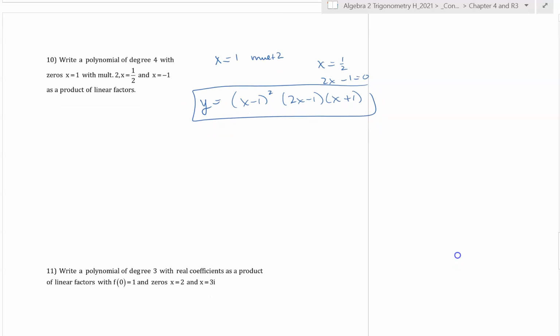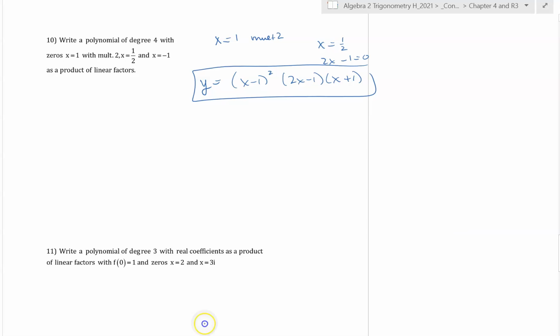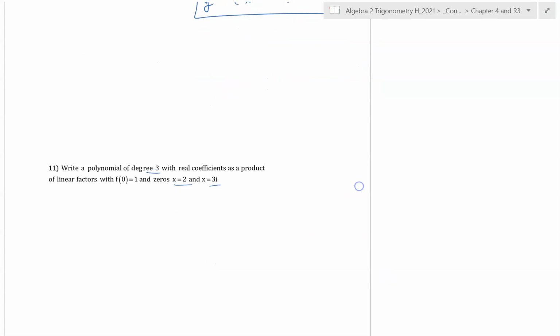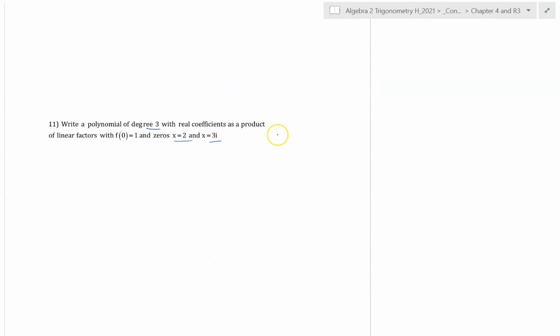Okay, the next one is a little bit trickier. Notice that I told you there's degree 3, but I only told you 2 zeros. So pause the video and think about what that third zero must be, because again, third degree, we must have 3 complex zeros. Did you realize that since it says real coefficients, our zeros would have to be plus or minus 3i? Those imaginary zeros must come in pairs.